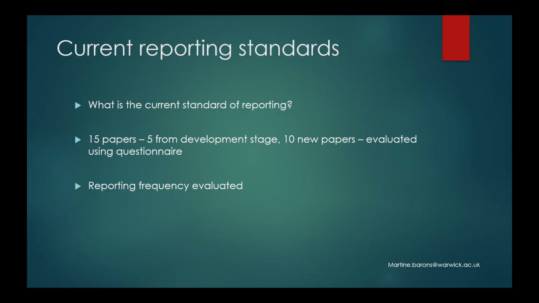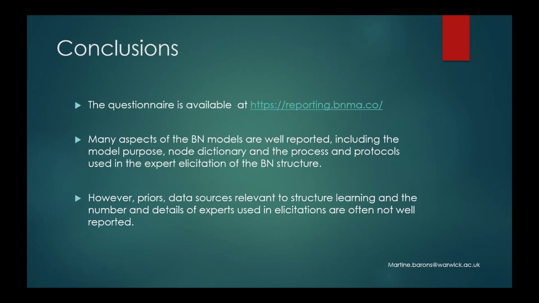So then we asked, what is the current state of reporting? For the finalized checklist, we used 15 papers, 5 from the development stage and 10 new, and we evaluated them and looked at the frequency of reporting of various aspects of it. So in general, some aspects were very well reported. The model purpose, the node dictionary, process and protocols used in the expert elicitation of the BN structure, those were generally well reported. However, some things were consistently poorly reported, with the priors, the data sources relevant to structure learning, and the number and details of the experts used in elicitations.